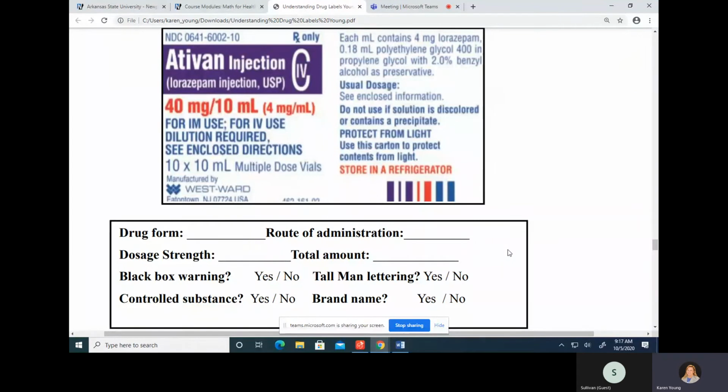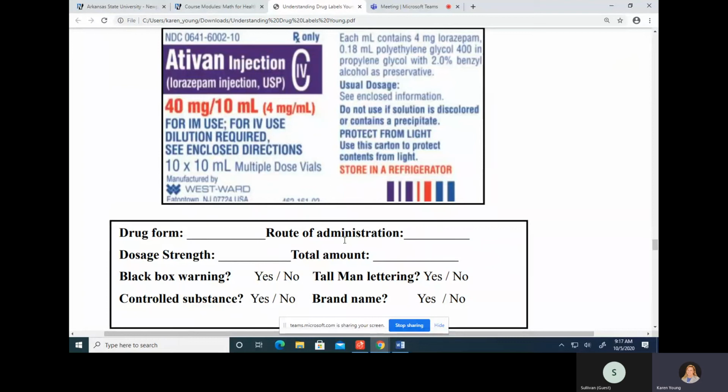I can't tell if it's powdered because it doesn't say. It doesn't give me directions for reconstitution. So it'd be a solution or a liquid. Even though it says dilution required, it can still be a liquid. It's just a highly concentrated liquid. So I would say a liquid.